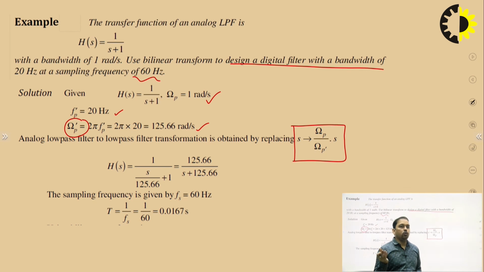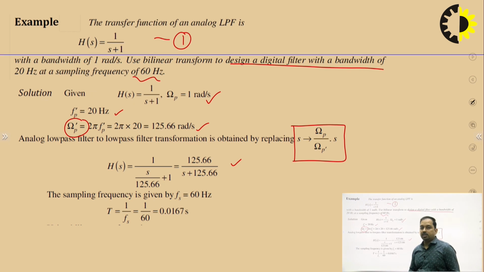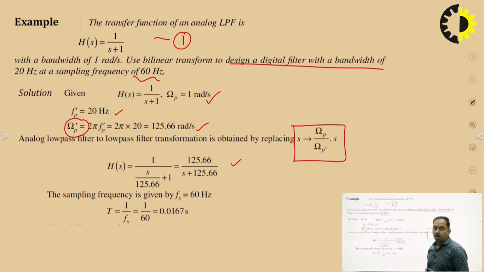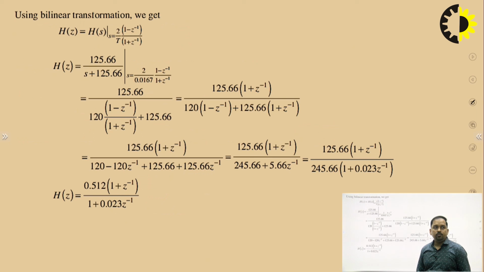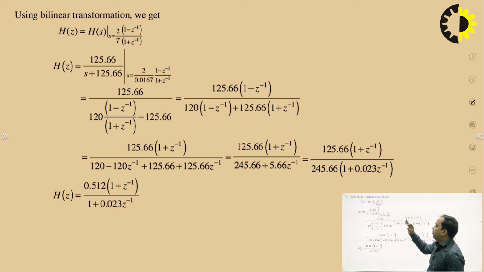So first of all, we just need to put this value of s in our given expression of the analog filter, equation number 1. So we are getting Hs equals 125.66 divided by (s plus 125.66). Now the sampling frequency was mentioned, it is around 60 hertz. So definitely it will help us in calculating the sampling time T equals 1 by fs. So T will be around 0.0167 seconds.